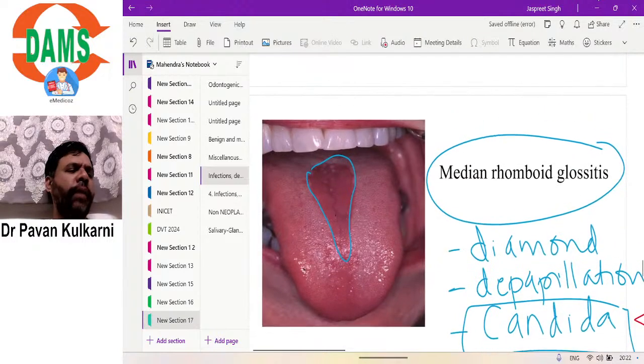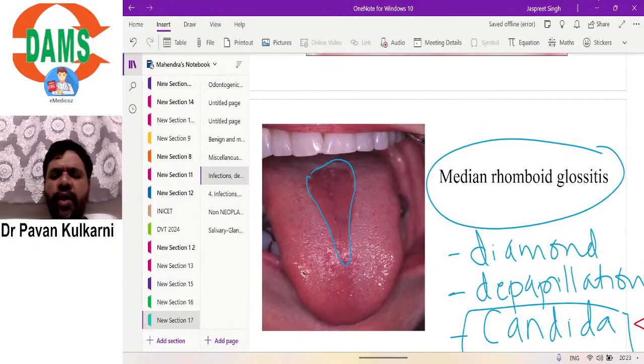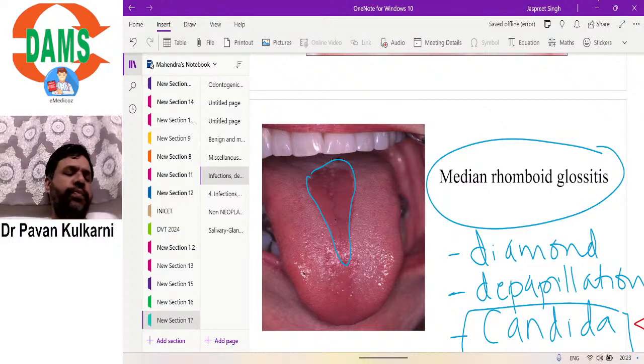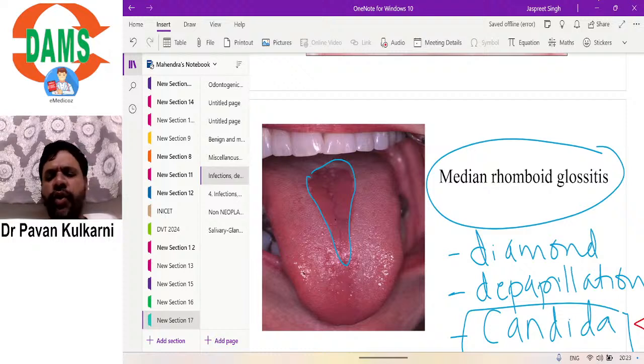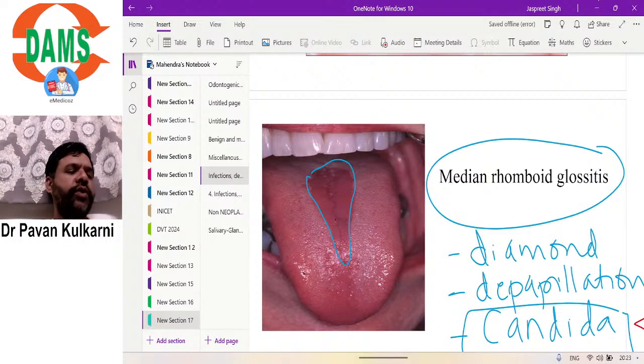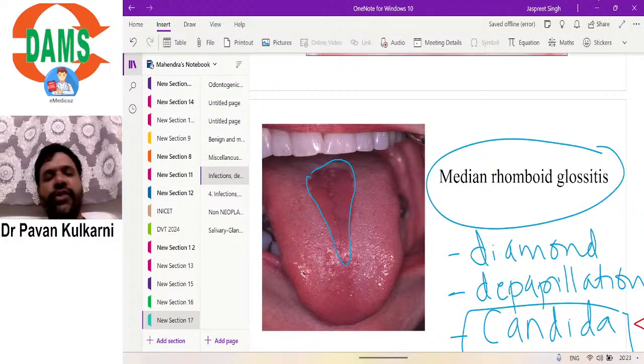This is median rhomboid glossitis, where you can see in the center of the tongue an area of depapillation. This area of depapillation is a characteristic feature of median rhomboid glossitis. Remember that it is because of Candida. It is not because of any developmental disturbance. Actually, it is a fungal infection.